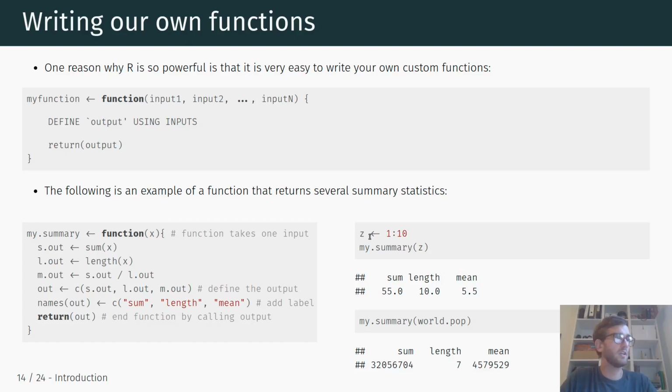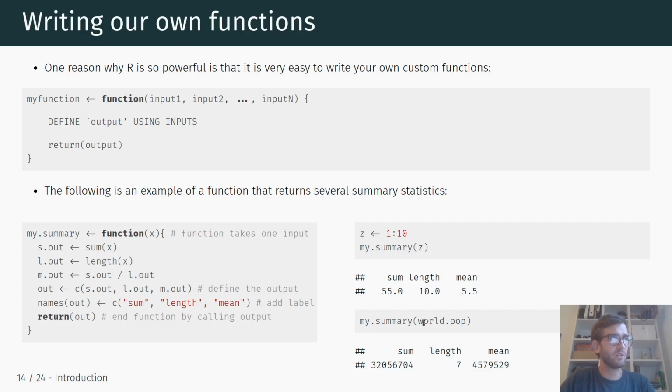Here we create a new vector z that is just, this is now a shortcut for a sequence from 1 to 10, going in steps of 1. And so, for example, if we compute my.summary for this new vector z, the sum of all integers 1, 2, 3 up to 10 is 55. The length of that vector is 10. And the average is 5.5. You can, if you want, check manually whether this is correct.